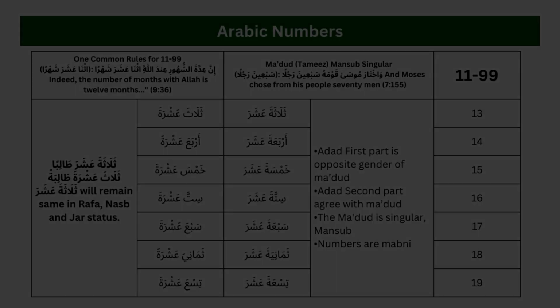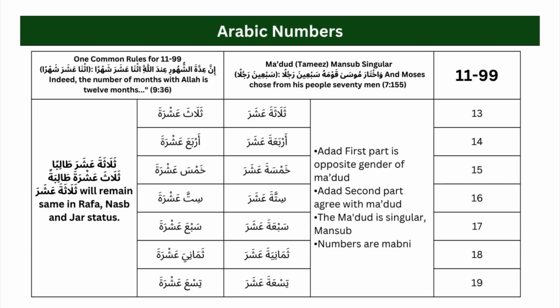Now the slide gives a wider rule, one common rule for 11 to 99. This section gives a very important general rule. The madud or tamyiz is singular and mansub. This rule is extremely useful. So when students move through numbers from 11 all the way to 99, they should remember that the counted noun is generally singular, mansub.